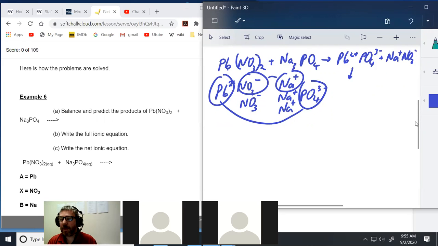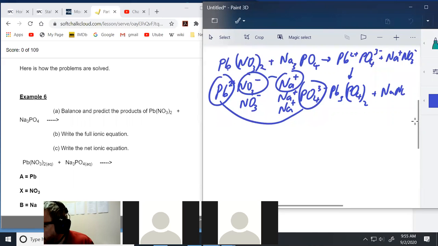So if you've got Pb2+ and PO4 3- and you want to figure out what compound that would make, it's whatever it takes to make that even out. So it'd be Pb3(PO4)2 that we'd get there. And then the Na+, NO3-, that just needs one of each. So it'd be NaNO3. So the final reaction we have before balancing looks like this.